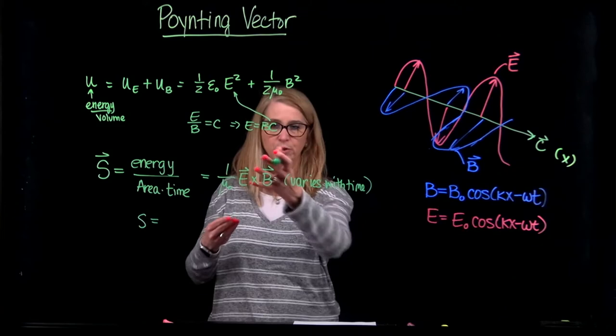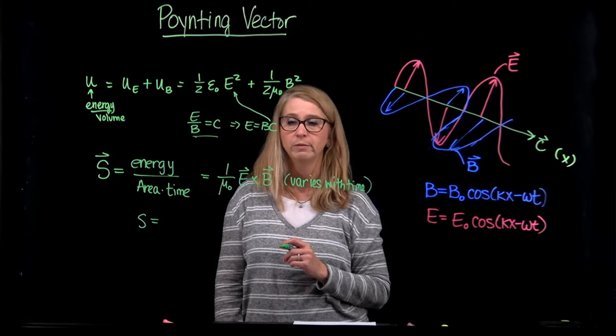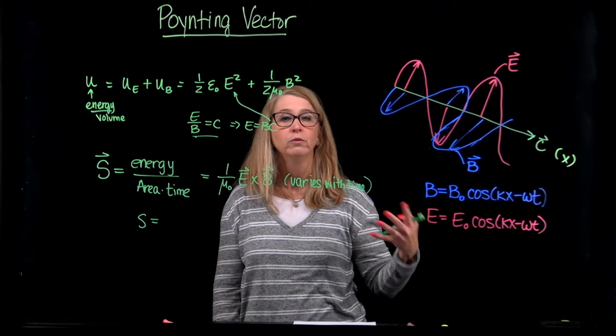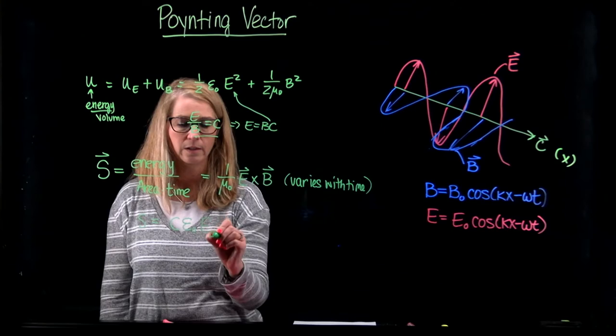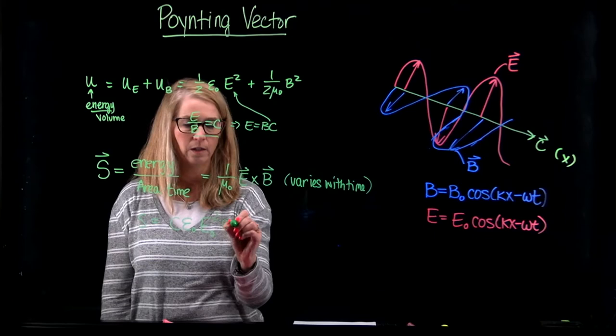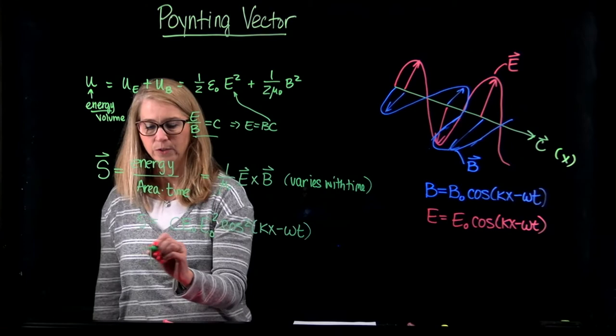I could write it, if I, again, use this relationship here between the electric field and the magnetic field, I could express this just in terms of one of the fields. For now, we'll do electric field. We could say that the value of the Poynting vector could be written as speed of light times epsilon naught times E naught squared times the cosine squared of kx minus omega t. But what we would really like is, what is its average value?